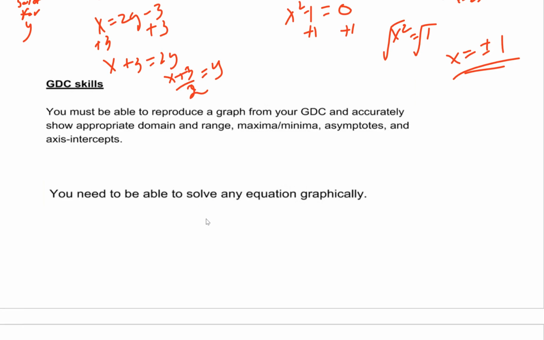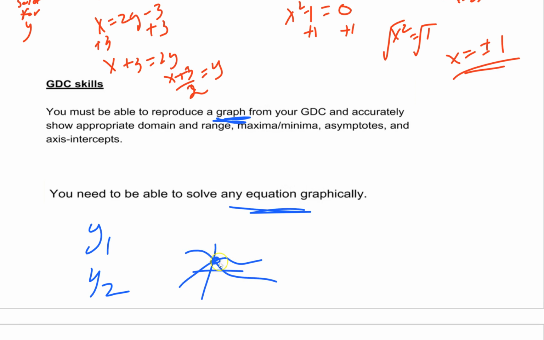So next with GDC skills, we actually have a whole video on this, so I'm not going to really go into it. But a big part of using the calculator on the test is to know how to graph it. Just copy down the graph. And a big part is how to solve it. We've been doing this a lot lately, right? You set y1, do y2. You have two graphs that cross, and you have to find the intersection point. Anyway, we'll talk about that more later.